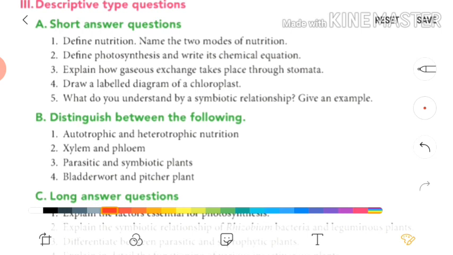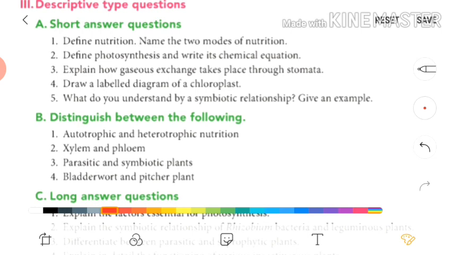Fourth one: draw a labelled diagram of a chloroplast. The answer to this question, that is the diagram, is given in figure 1.2. This is the cross section of the chloroplast, in the right hand side figure.